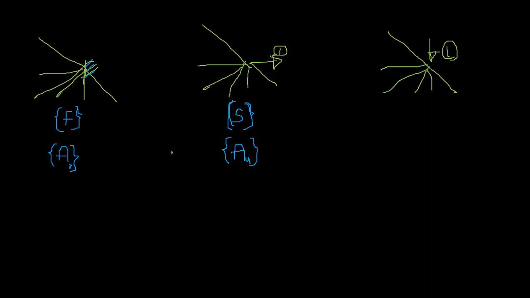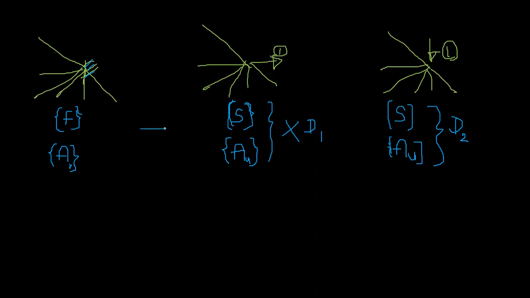Right? We found the actions, but we need to multiply this by the original displacement. Let's call it D1, right? And we found the S and the action unit actions. We need to multiply these by D2. Once we add these together, this is the joint equilibrium. These are the forces exerted in this joint.